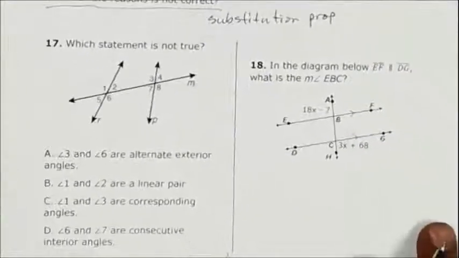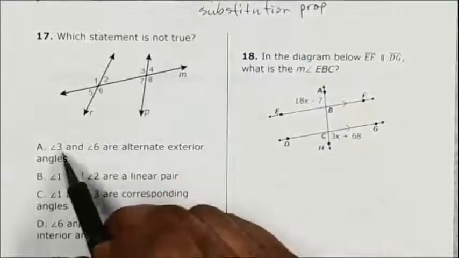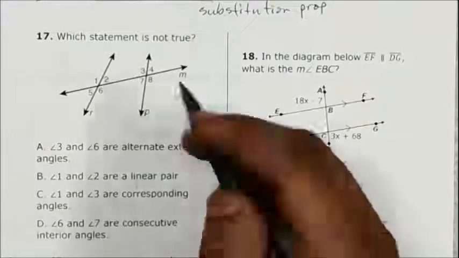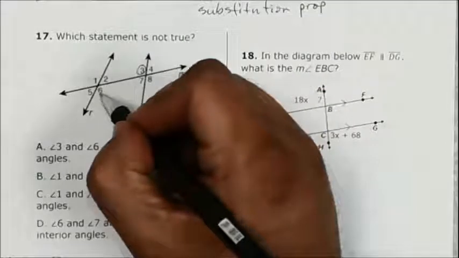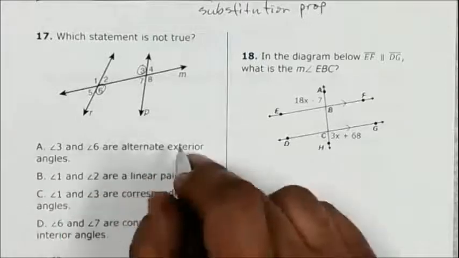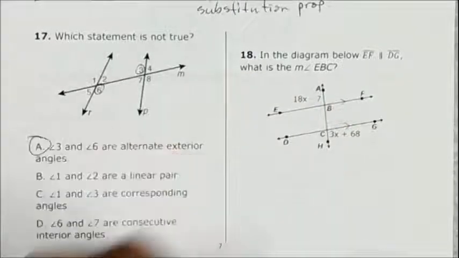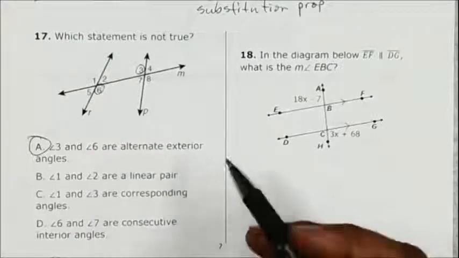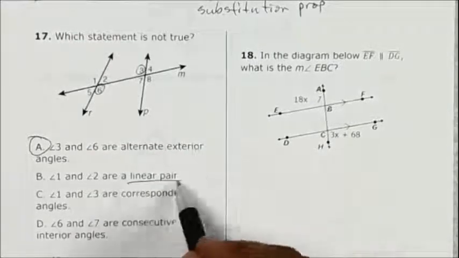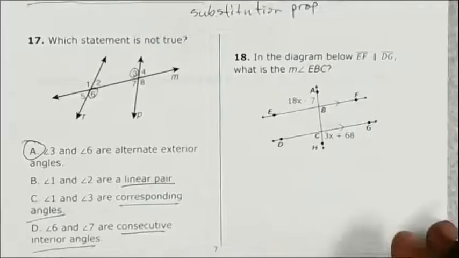Now for number 17 and 18, it says which of the statements is not true? Angle 3 and 6 are alternate exterior angles. 3 is right here and 6 is here. That's not true because this should actually read alternate interior, since they're inside the two lines R and P. So this one is not true. But since we're reviewing, you need to make sure that you know what linear pair is, corresponding angles, and consecutive interior angles. You've got to know those vocabulary words and how to identify them in a picture.